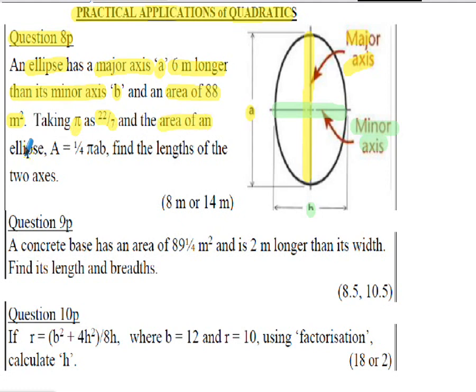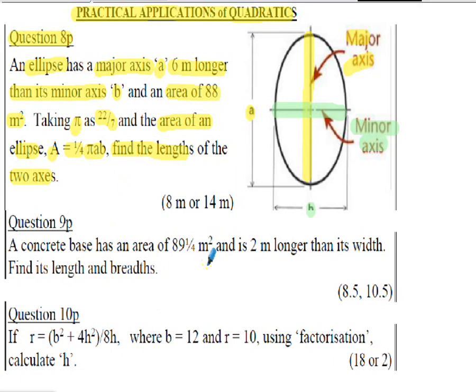The area of an ellipse is given by the equation A is equal to a quarter of pi multiplied by A multiplied by B. So in other words, using the 22 upon 7, the area is equal to a quarter of 22 upon 7 multiplied by A multiplied by B. We've got to find the lengths of the two axes. So again, we're going to generate two equations here. We know the relationship between the major axis and the minor axis. We're told in the question that the major axis is 6 meters longer than the minor axis. So there's an equation there that A is equal to B plus 6, for example.